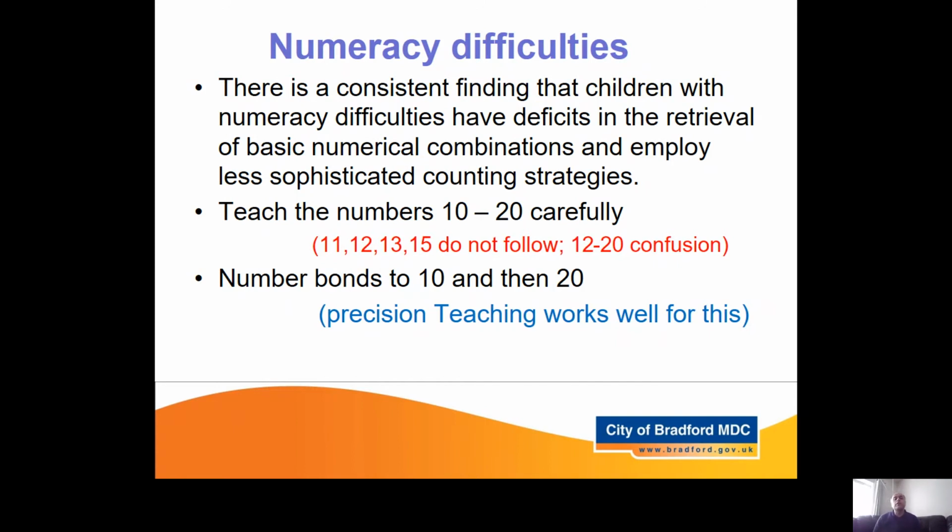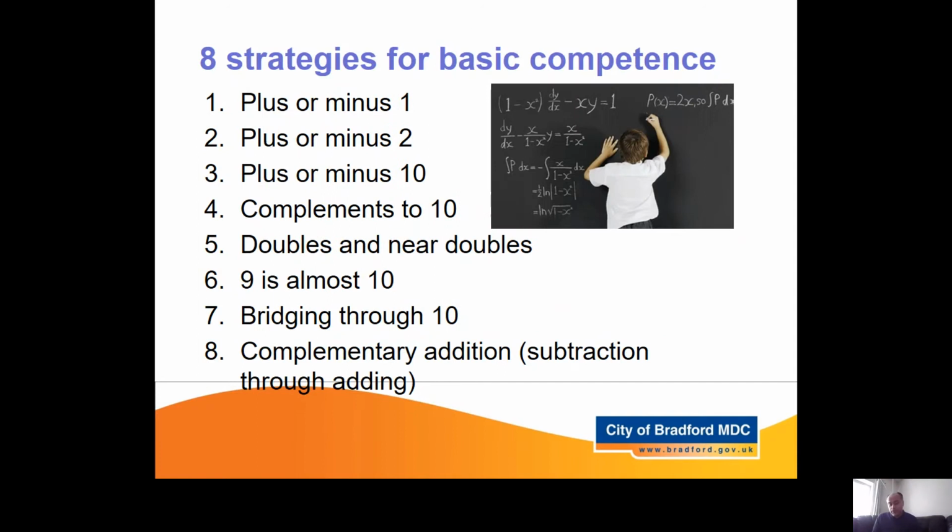There's also a common confusion between 12 and 20, and we think that has a phonetic link, which we'll discuss in more detail. Number bonds to 10 and then 20 are important, and precision teaching works really well in developing those skills. These are the 8 strategies that people have said are good for basic numeracy competence.